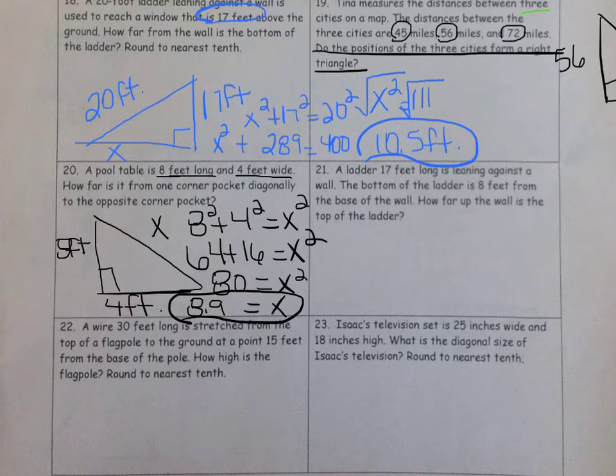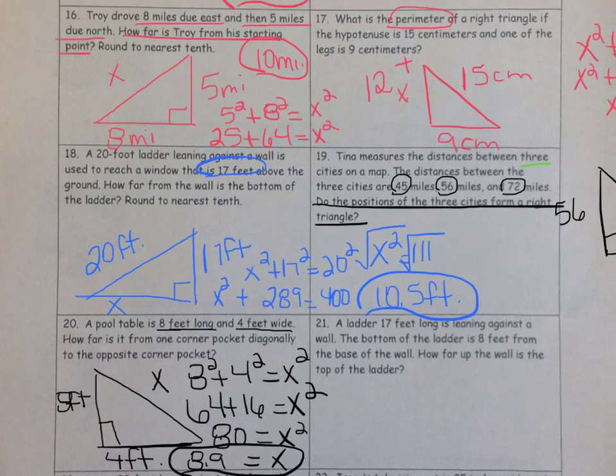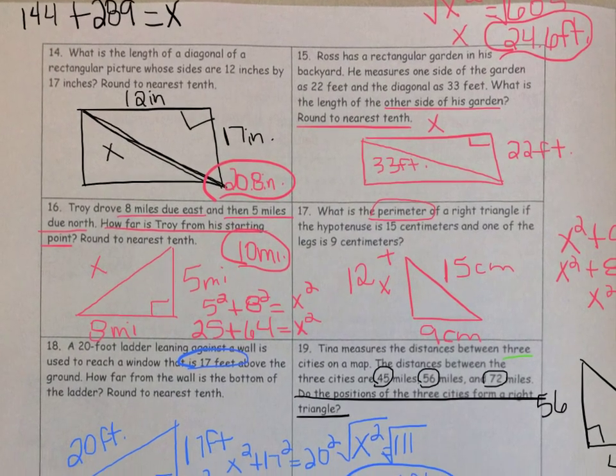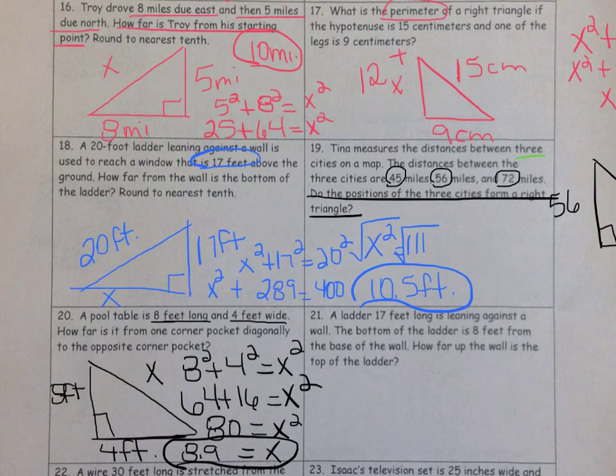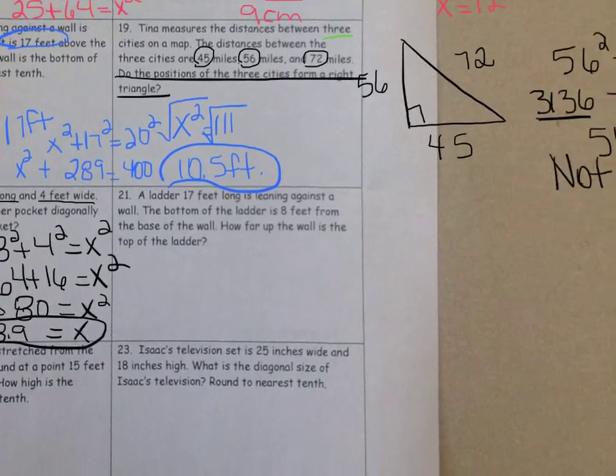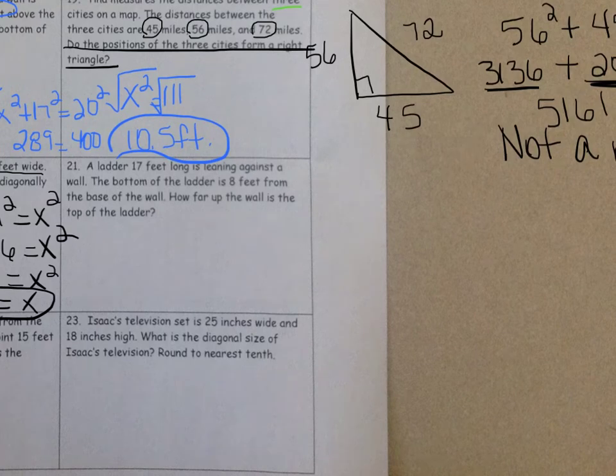Number 21. A ladder 17 feet long is leaning against the wall. We already did that one. That's a repeat, I thought. Oh, no, it's not. Okay, here we go. Sorry, guys. Just making sure we hadn't done that one.